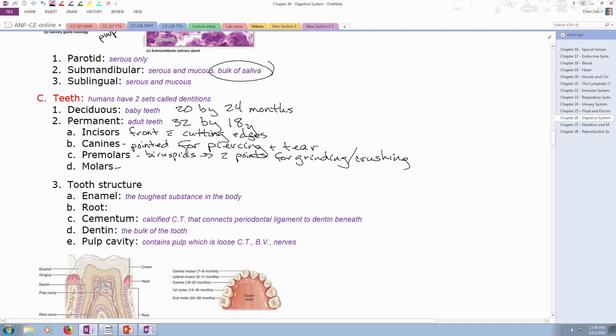And then back behind them, those are our molars, and these are the largest of all of our teeth and the best ones for grinding and crushing.